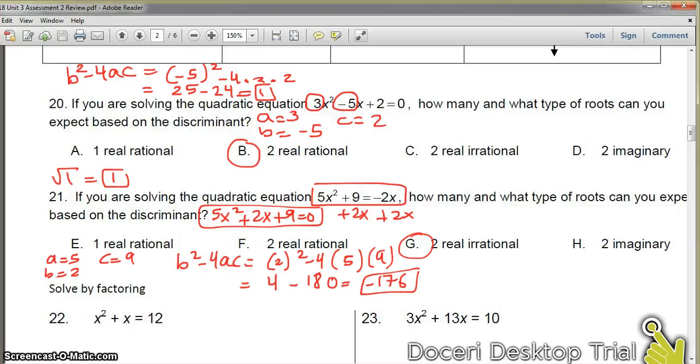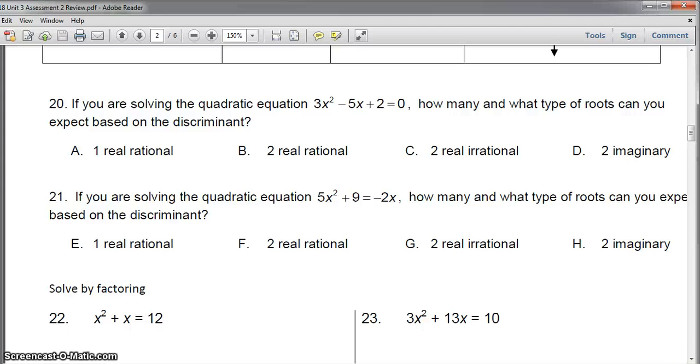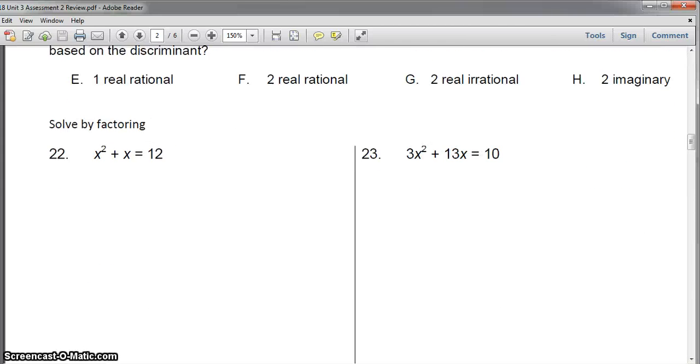Now let's move on to number 22. Remember, you can use a calculator on 20 and 21, my pre-AP. Now let's move on to number 22 and 23.